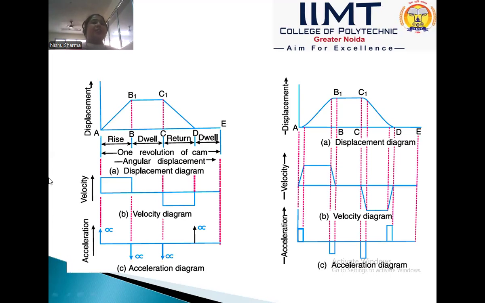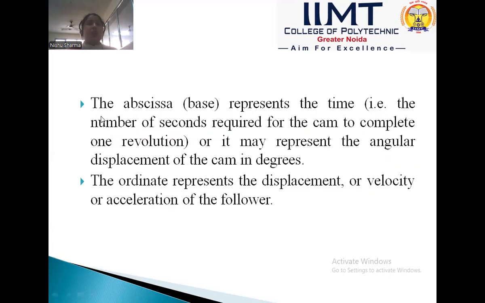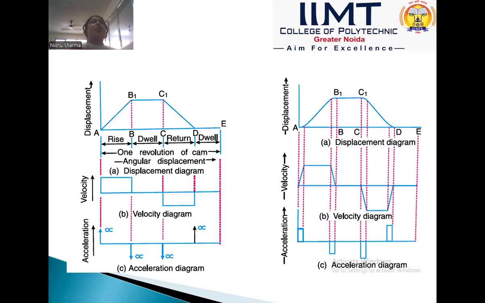In this diagram, we see a diagram between the angular displacement and the displacement. On the y-axis we use the velocity and acceleration of the follower, and on this y-axis we use the stroke or lift of the follower, that is the travel from the minimum position to the maximum position. In the diagram there is a rise, dwell, return, dwell. It is one revolution of the cam, and we know that one revolution of the cam is 360 degrees.